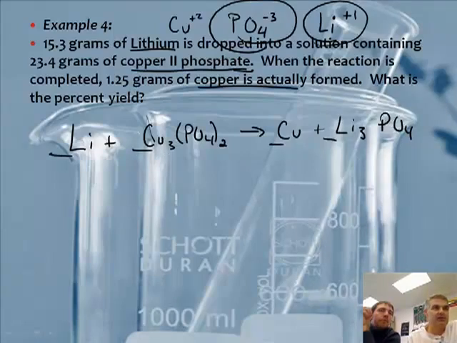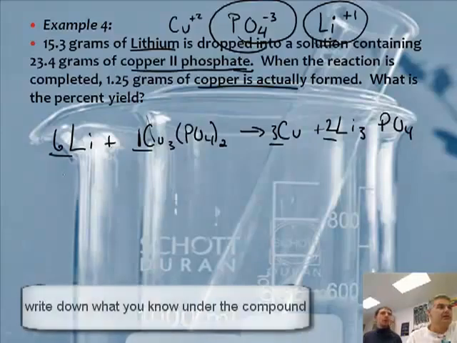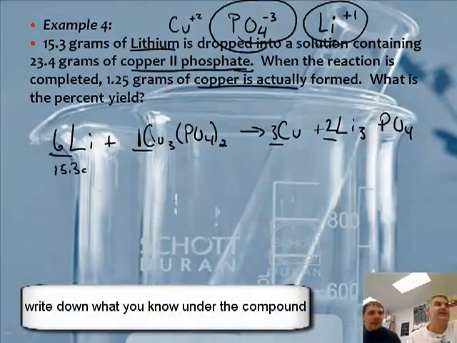The complex one is this one right here, so we'll leave it. Let's do the copper first: 3. We've got 2 phosphates, so if I put a 2 here, this gives a 6 over here. All right, now, what do we know? We know 23.4 grams of copper(II) phosphate and 15.3 grams of lithium. Interesting.